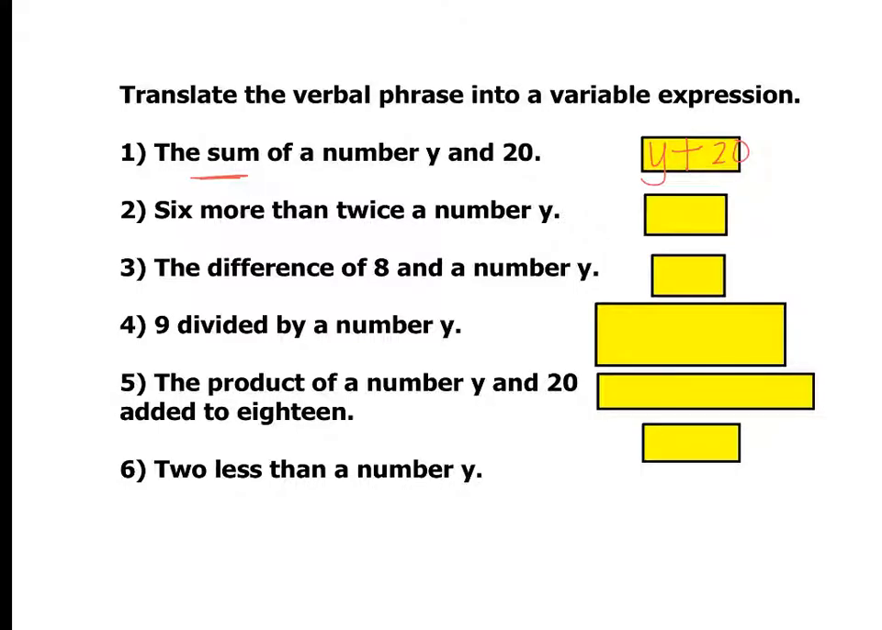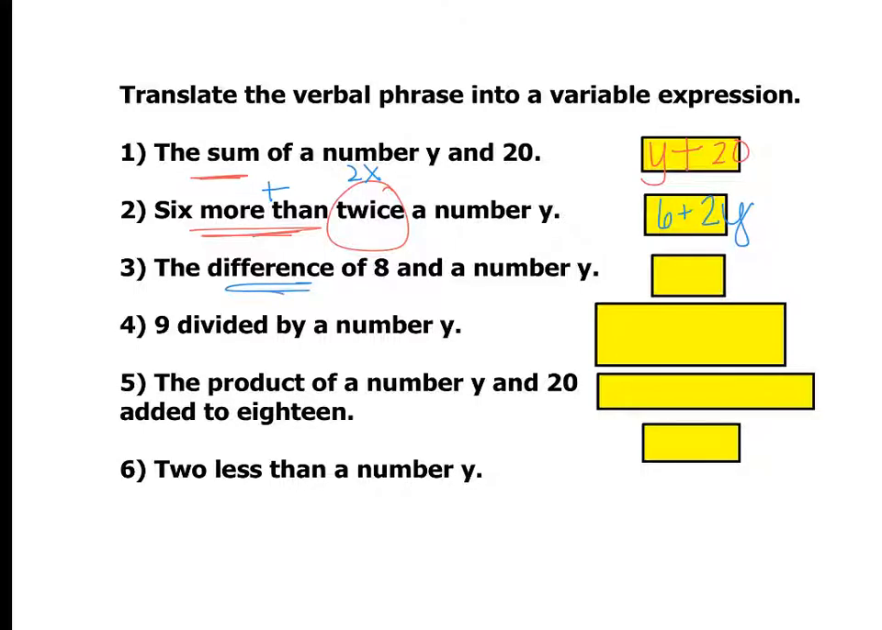Number 2, 6 more than, that's a keyword, twice, that's a keyword, a number y. So again, you can refer to the chart if you need to, but more than means plus, and twice means 2 times something. So let's read here. We're going to say 6 more than, 6 plus, twice the number y. So 2 times y.